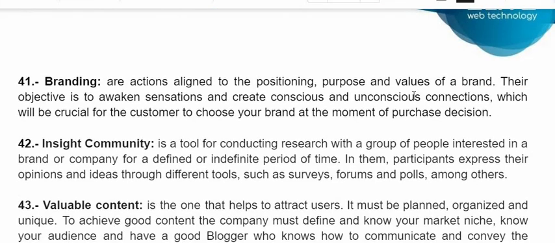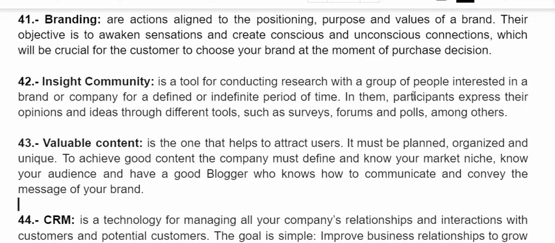Insight Community. An insight community is a tool for conducting research with a group of people interested in a brand or company for a defined or indefinite period of time. In them, participants express their opinions and ideas through different tools such as surveys, forums, and polls, among others.